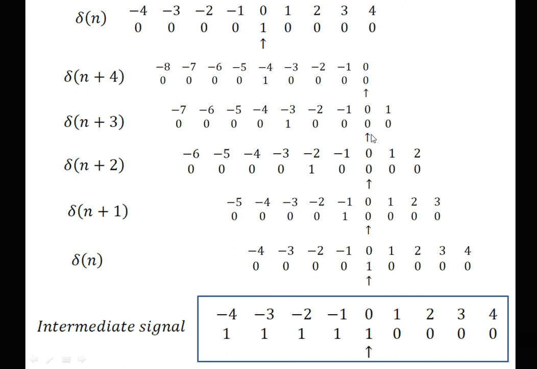Similarly, we can write down for n plus 3, in which we shift the arrow to the right by 3 units, that is 1, 2, 3. So this is the signal. N plus 2, we shift the arrow to the right by 2 units, so the signal started. See, here initially the signal started at -4, next the signal started at -3, -2, -1. Delta n is nothing but again the original.